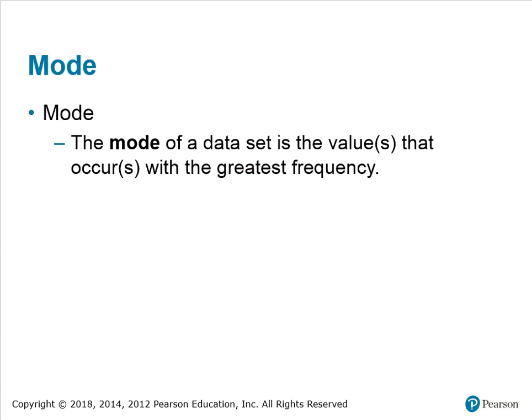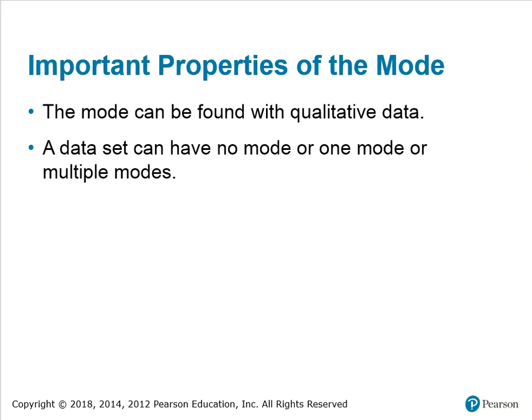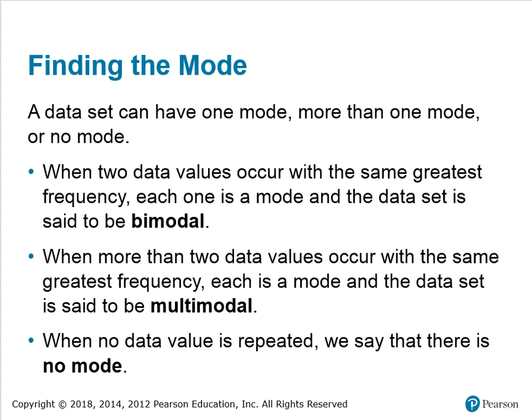So the mode is the one that occurs the most often. The mode can be found with not only quantitative data, but with categorical data. Sometimes you will not even have a mode, or you can have more than one mode. If you have 2 modes, it's called bimodal. If you have more than 2, it's called multimodal.